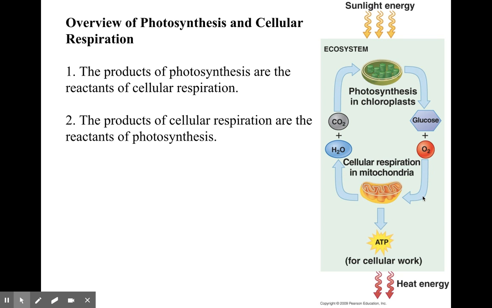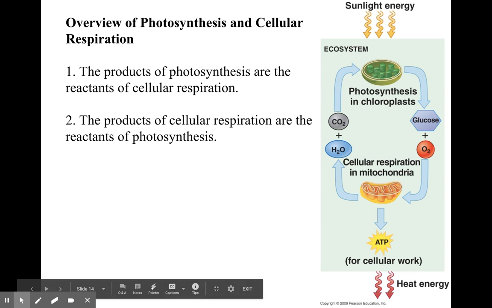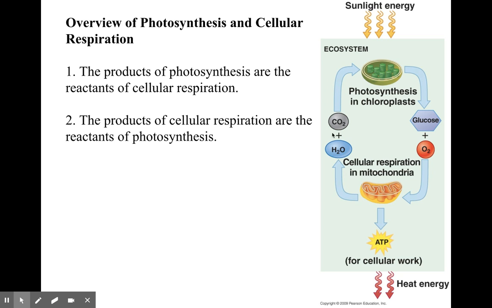So inside a plant cell, that plant is making glucose and oxygen and then using that glucose and oxygen in its mitochondria to make ATP, which then creates water and carbon dioxide, which the chloroplast can then use again to make more glucose and more oxygen.